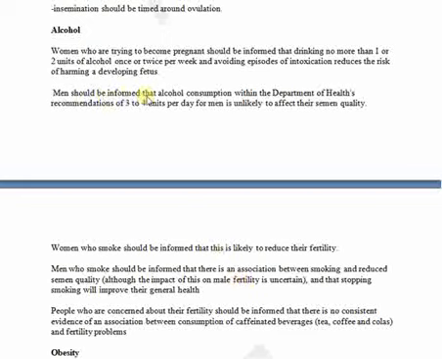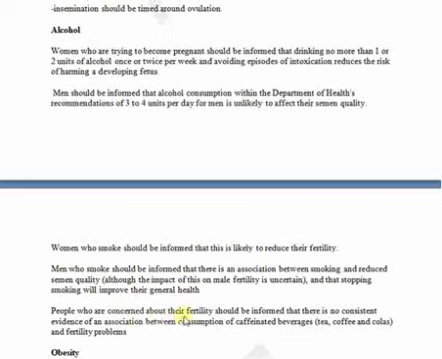Men should be informed that alcohol consumption within the Department of Health's recommendation of 3 to 4 units per day for men is unlikely to affect their semen quality. Women who smoke should be informed that this is likely to reduce their fertility. Men who smoke should be informed that there is an association between smoking and reduced semen quality, although the impact of this on male fertility is uncertain, and that stopping smoking will improve their general health.